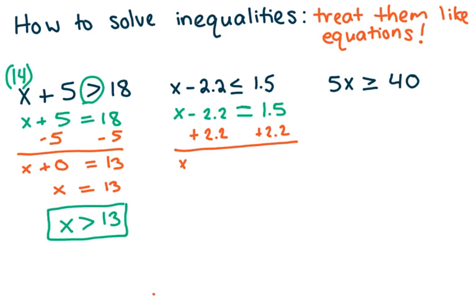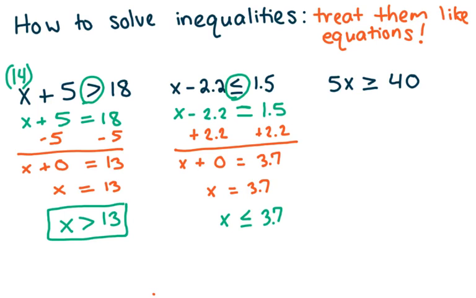Now we have x minus 2.2 plus 2.2, and if we add and subtract the same number, we get 0. And then here we have 3.7. Now we know that x plus 0 is just x, and we get 3.7. Of course, just like before, this never was an equation to begin with. So x isn't equal to 3.7. It's actually less than or equal to 3.7.